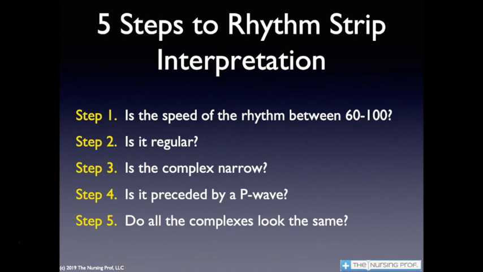The 5 steps to rhythm strip interpretation include identifying the speed of the rhythm. Step 1: is the speed of the rhythm between 60 and 100? Step 2: is it regular? Step 3: is the complex narrow? Step 4: is it preceded by a P wave? Step 5: do all the complexes look the same? Those are the 5 steps we're going to use as we move through and talk about rhythm strips. But first, some background.